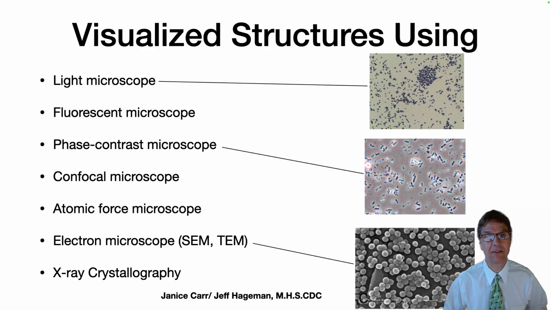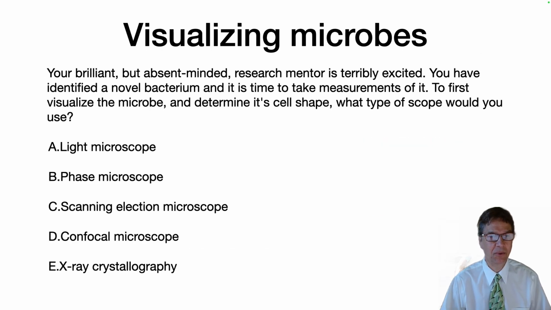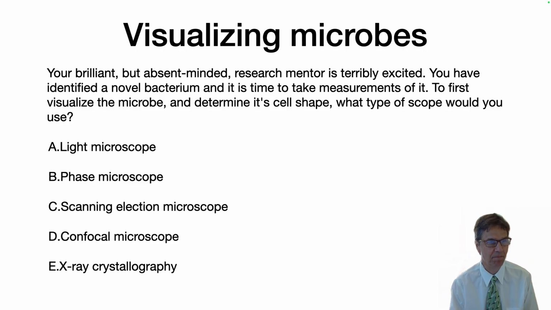All right, now let's do a little activity where you are going to pretend you're a scientist and I'm going to see if you can figure out which scope would be best. Your brilliant but absent-minded research mentor is terribly excited. You have identified a novel bacterium and it's time to take the measurements of it. To first visualize the microbe and determine its cell shape, what type of scope would you use?